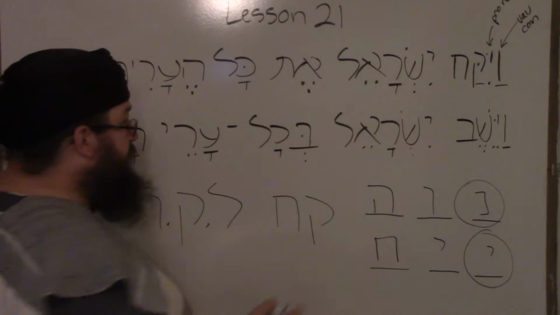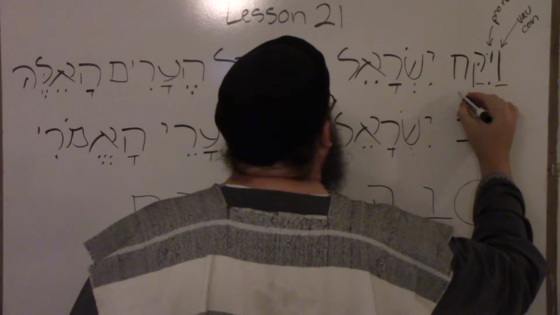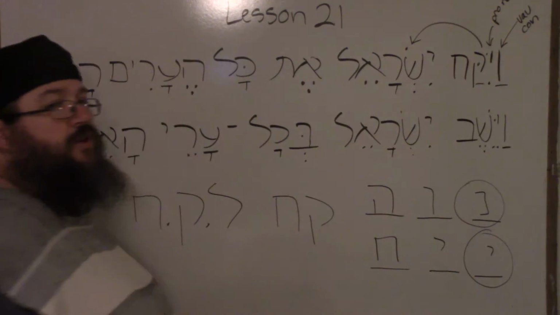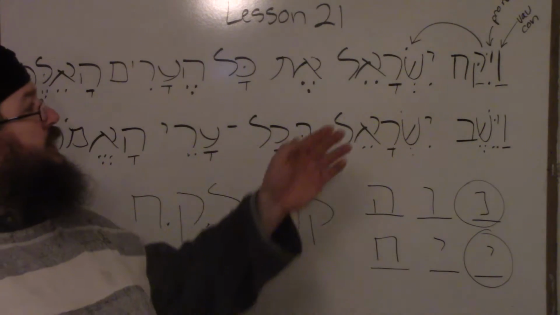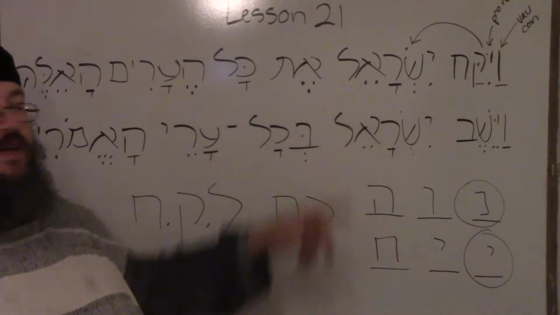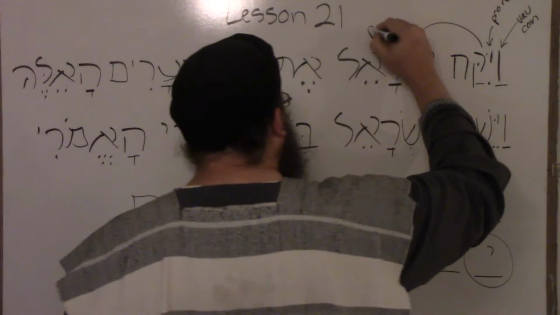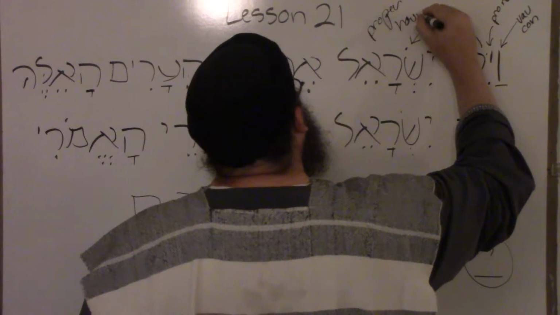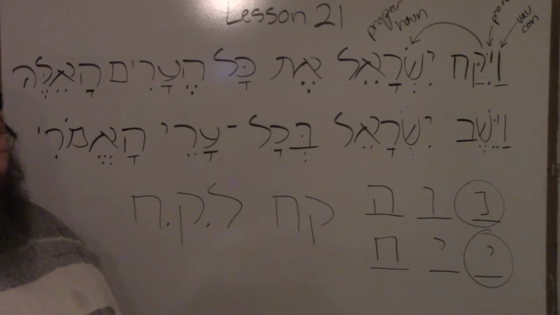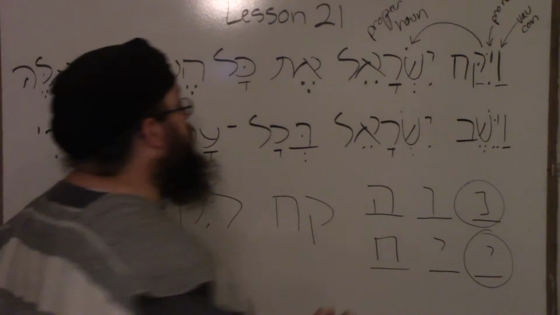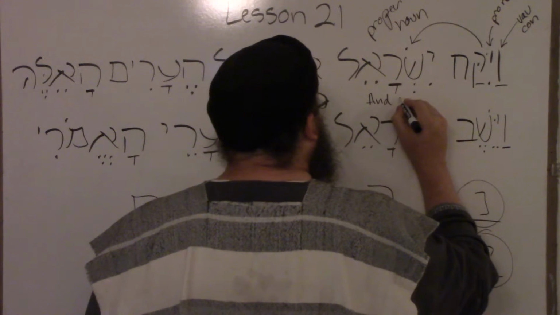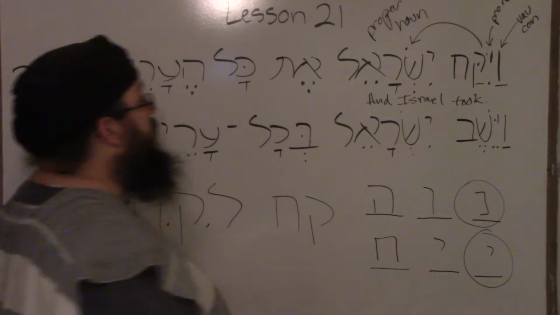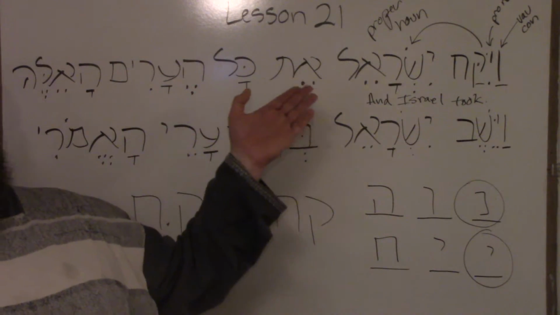Okay. So here we say Vayikach, and he took. So here we have to look at this one. Since we know the pronoun is masculine third person, we're looking to see if this was going to fit. And since Israel is a proper noun, alright, we know that it's masculine. We know it fits the parameters here, alright? So now we can translate it: Israel took, right?